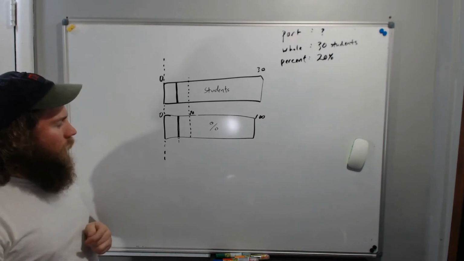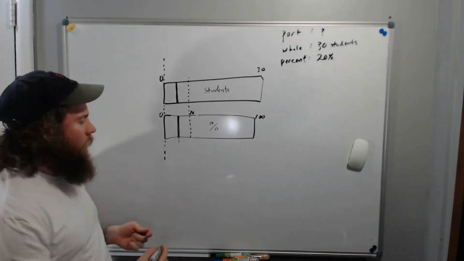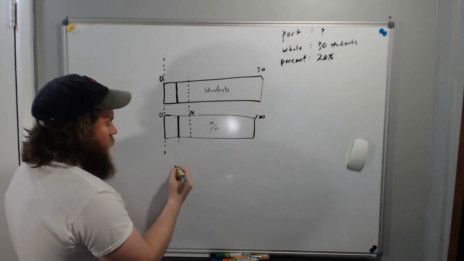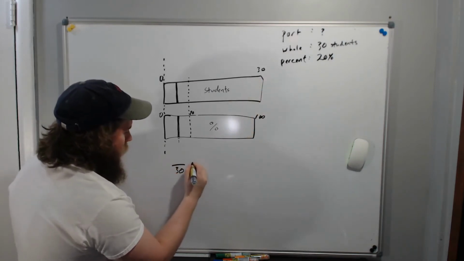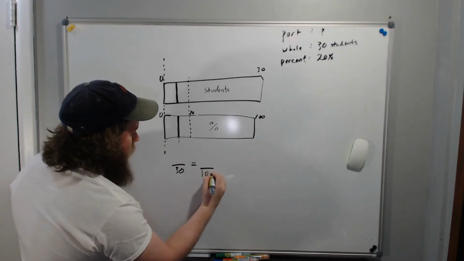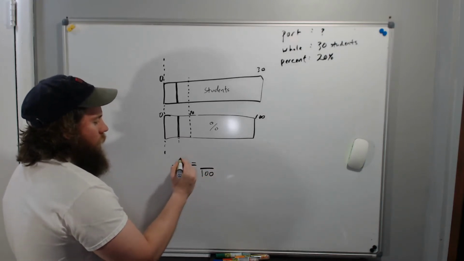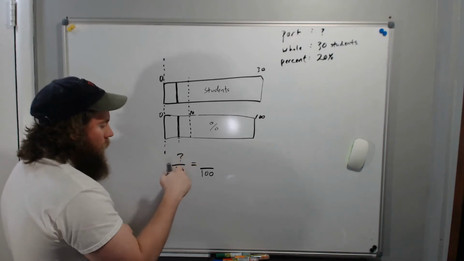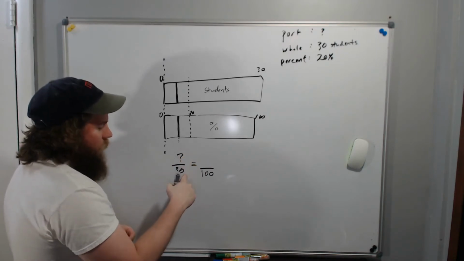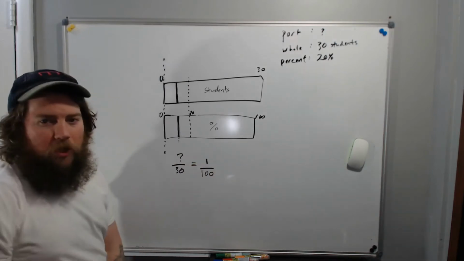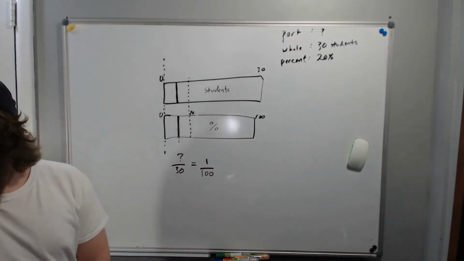So essentially what we're trying to figure out is, we have the two tape diagrams. The top one was out of 30, and the bottom one was out of 100, and we're trying to figure out how many students out of 30 equals 1 out of 100, which is 1%. Okay?